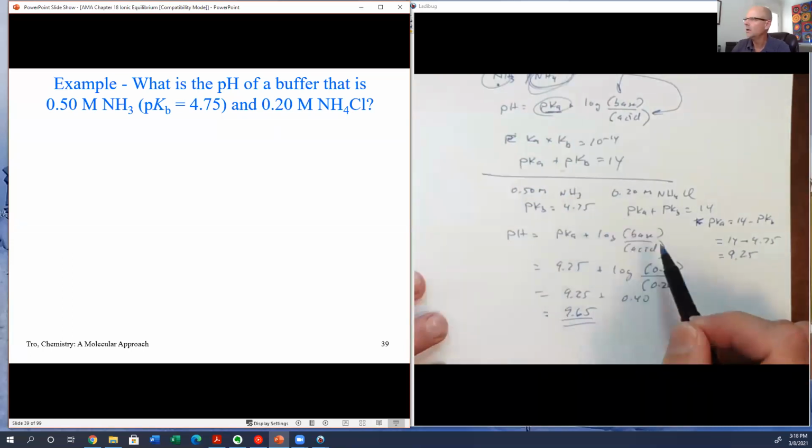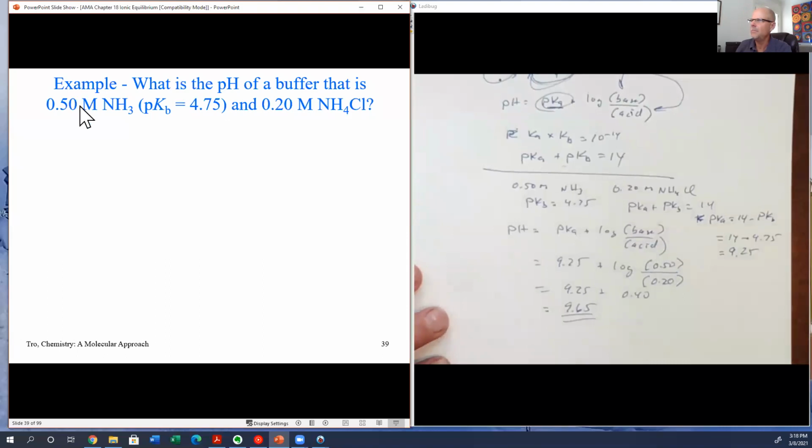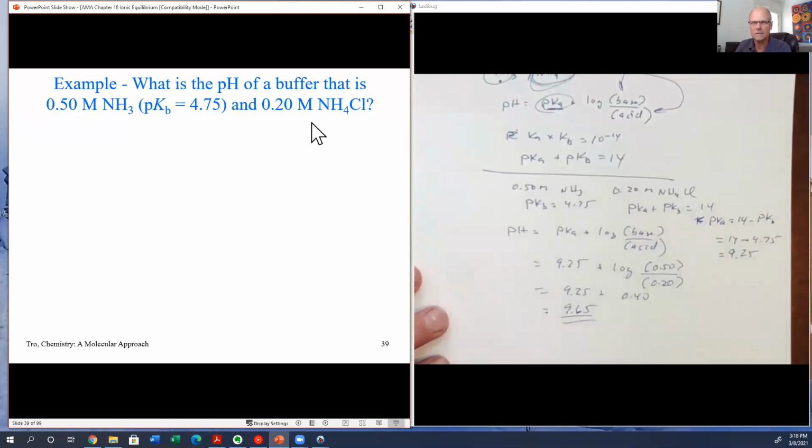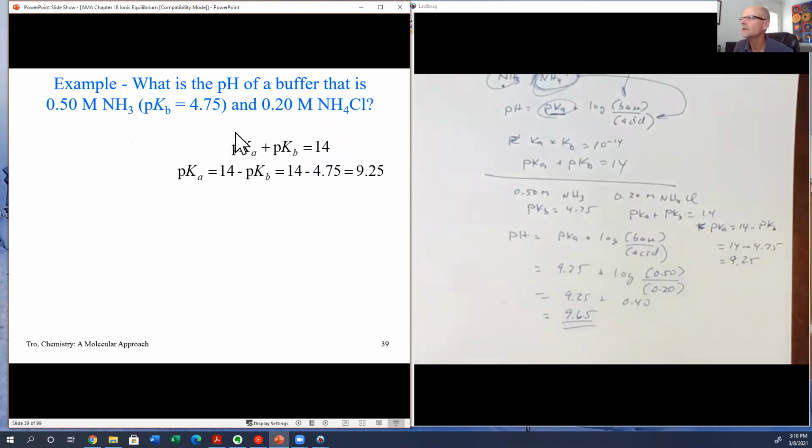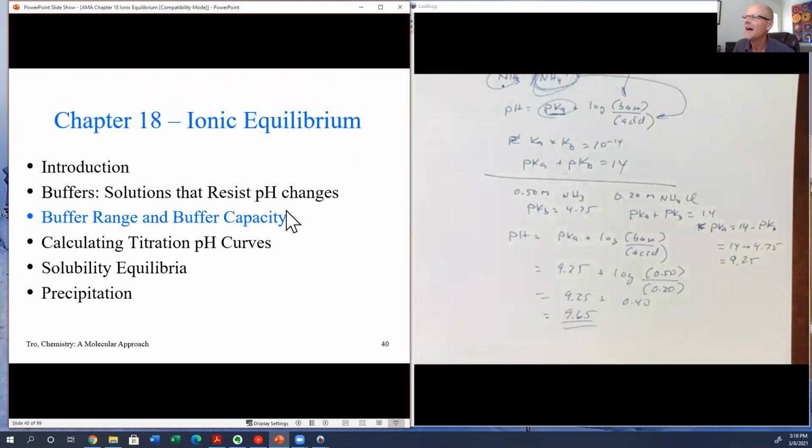So that's how you do a buffer that's composed of a base and its conjugate acid. All right, very good. Oh, that's why I didn't have it worked out, because I worked it out on here. I'm losing my mind. All right, very good.